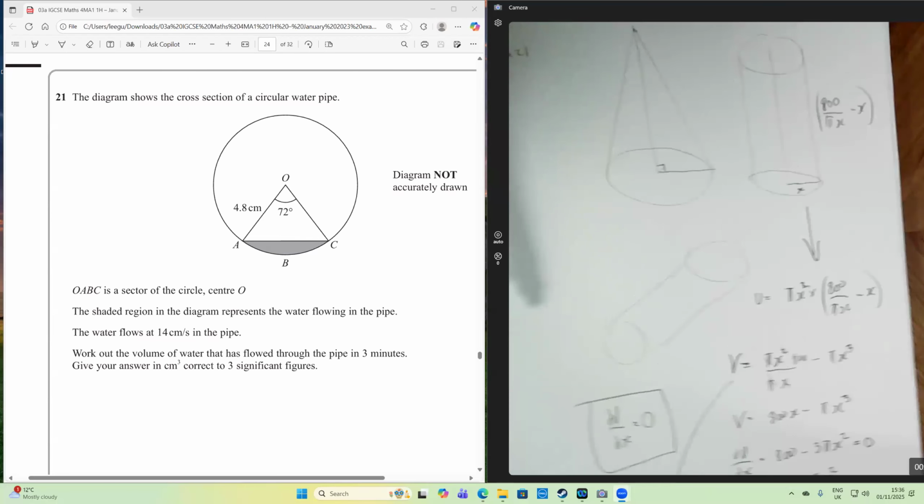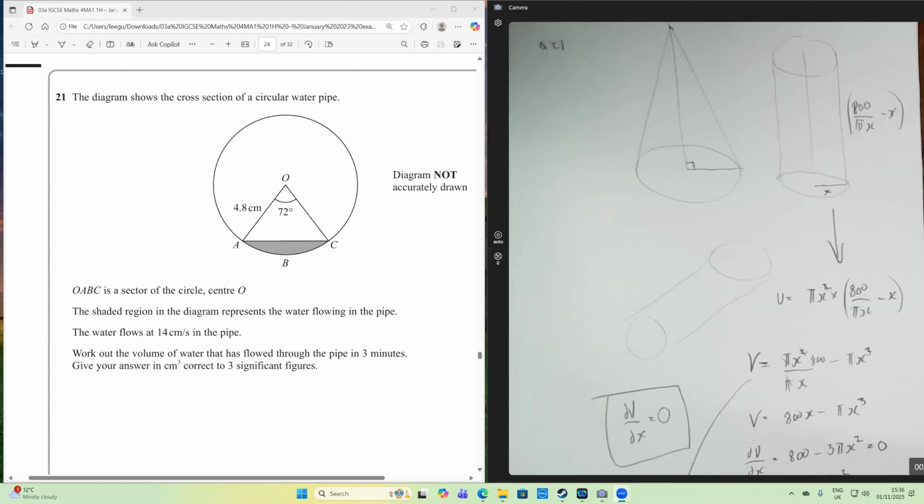Okay, we have question 21 here on paper 1 for IGCSE from 2023. It says the diagram shows a cross section of a circular water pipe. OABC is a sector of a circle with center O, and the shaded region in the diagram represents the water flowing in the pipe.